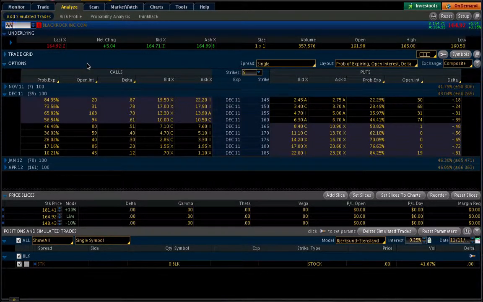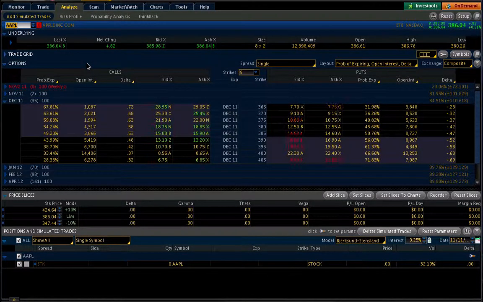But when you look at Apple, let's look at Apple. As you can see, the spread for the 390 is 13.10 and 13.20. That's a 10-cent spread.